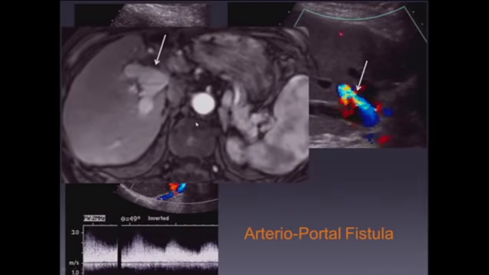This is shown on the MRI in the form of early opacification of the portal vein during the arterial phase, and a markedly dilated portal vein.